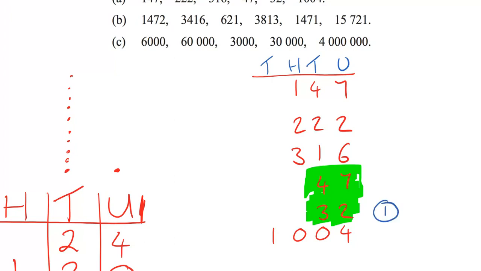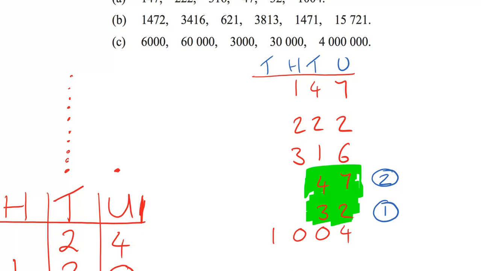So let's make a note. The first number, the smallest number, is going to be 32, and the only other number with no hundreds is going to be 47. So those are our first two in our list. So then continuing on from there, which is the next number?